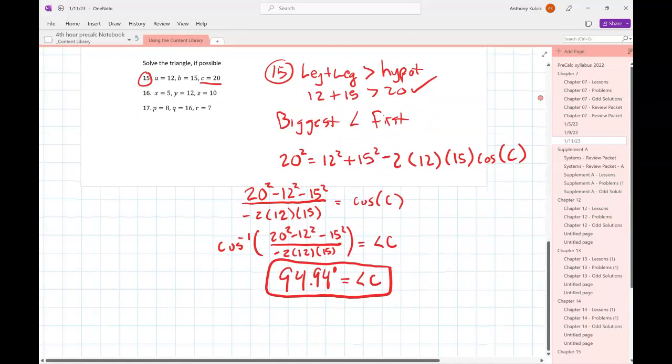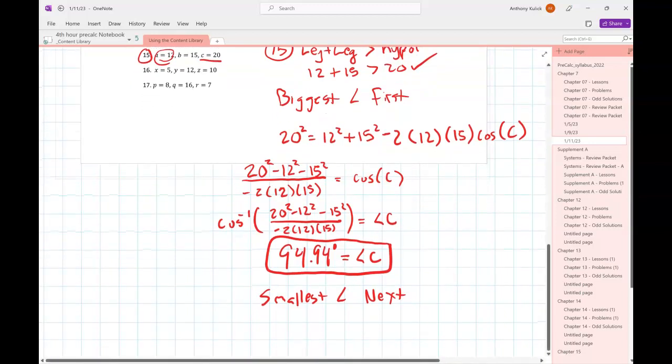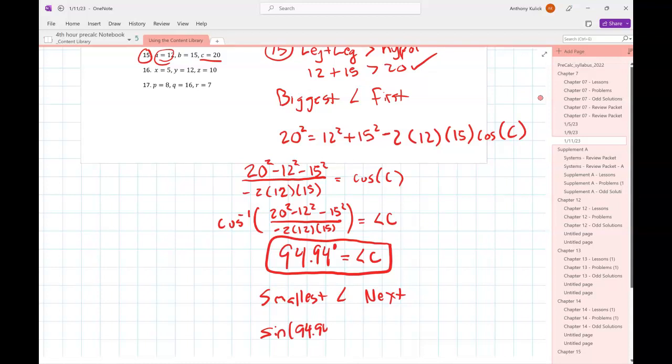So now we have still not found angles A and B. Does it matter which one I do next now? Yes. I want the smallest angle next, and I can tell that's going to be angle A, because side A is smaller than side B. And I'm going to use the law of sines now to do this.